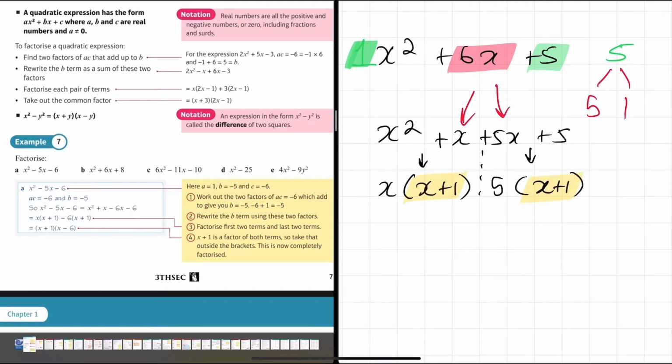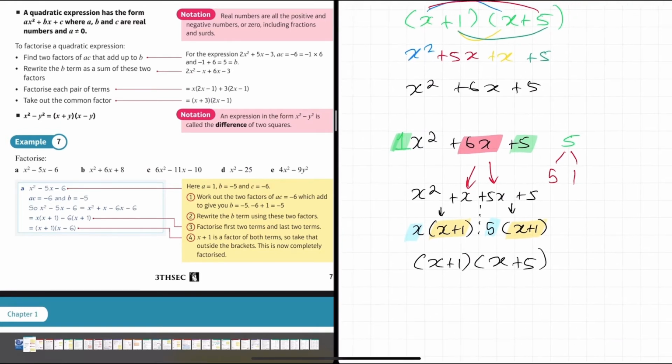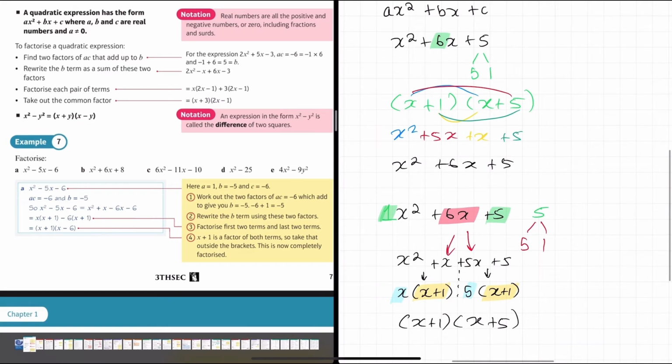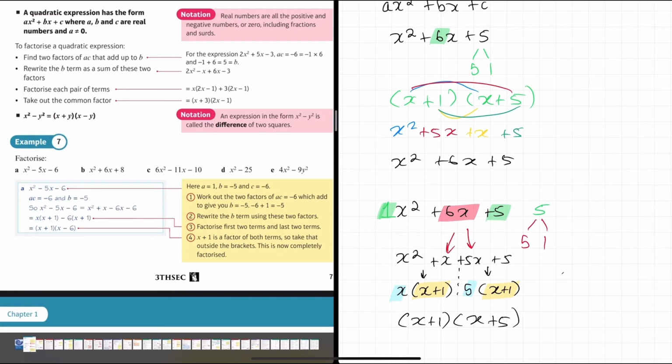So the last step is we take out the similar bracket, and whatever's left over, which is x and 5, goes into the second bracket, x plus 5. And we can see that we've got the same answer, x plus 1, x plus 5, just using a different method. Like I said, this method would be more useful when we are factorizing a quadratic with a coefficient to x squared.